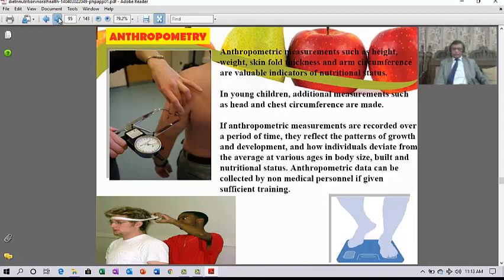If the anthropometric measurements, thereby measurement of height, weight, skin fold thickness and arm circumference, are recorded over a period of time, they reflect the patterns of growth and development and how the individuals deviate from average at various ages in body size, build and nutritional status. Anthropometric data can be collected by non-medical personnel if given sufficient training.